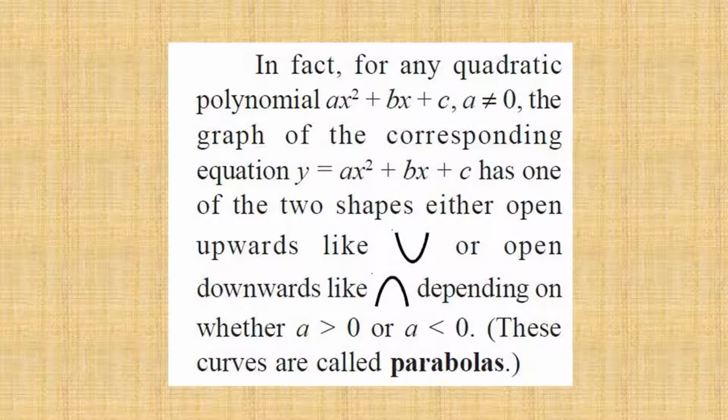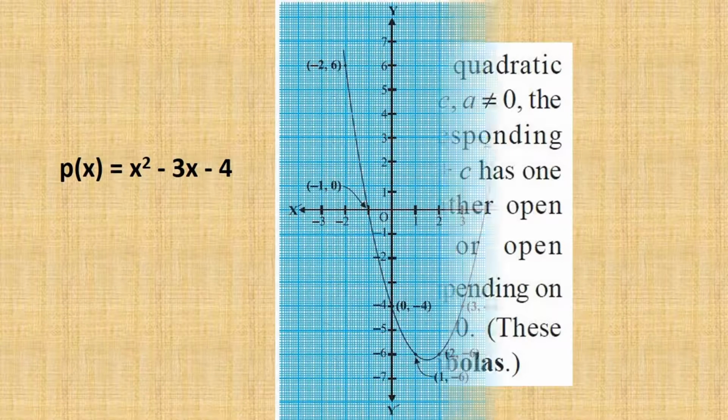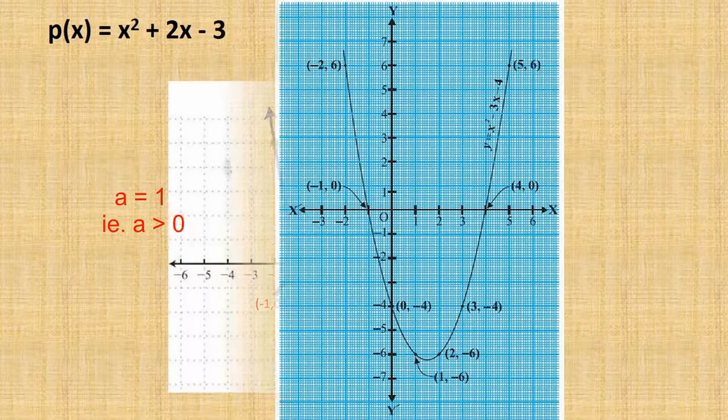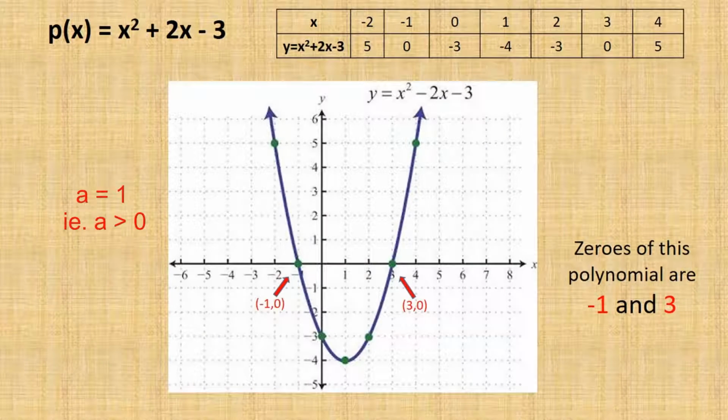Now here one more thing you can note. If a is greater than 0, it opens upwards, and if a is less than 0, it opens downwards. a means the coefficient of x square. In both examples we have seen here, the value of a is 1, a positive value, so the graph opens upwards. And for the first example also, a is 1, a positive value, so it opens upwards.